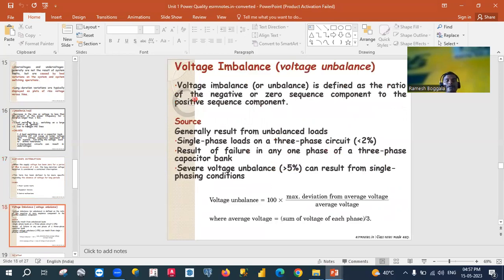Next, voltage imbalance. Voltage imbalance is defined as the ratio of the negative or zero sequence component to the positive sequence component. Sources of voltage imbalance are generally the result of unbalanced loads, such as single phase loads on a three phase circuit, which is less than 2%, or the result of failure in any one phase of a three phase capacitor bank. A severe voltage imbalance greater than 5% can result from a single phasing condition.